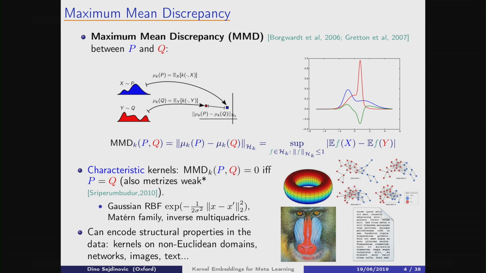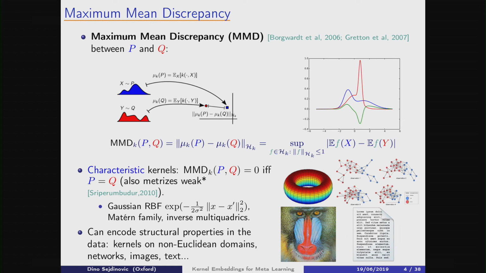The name comes from an interesting interpretation of this probability distance, in that it can also be written in this way. It is pulling apart expectations with respect to two probability distributions, the blue one X and the red one Y, as much as possible. It's finding a function such that when I push X and Y through the function, the expectation difference is as large as possible. That optimization is done over a particular space of functions. If this space of functions happens to be exactly the unit ball in this RKHS, we get back our MMD.